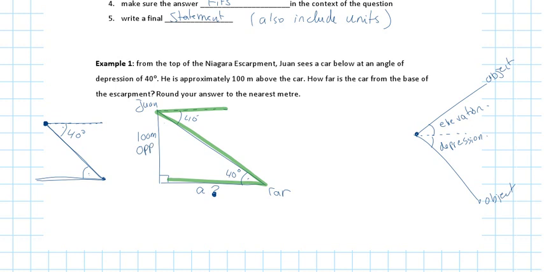So tan. I have tan, whatever angle you want to call it. Let's call that angle B. Tan B equals opposite over adjacent. So tan 40 is equal to, what's my opposite? 100 over, I don't know what the adjacent is. So what do we need to do in this case?